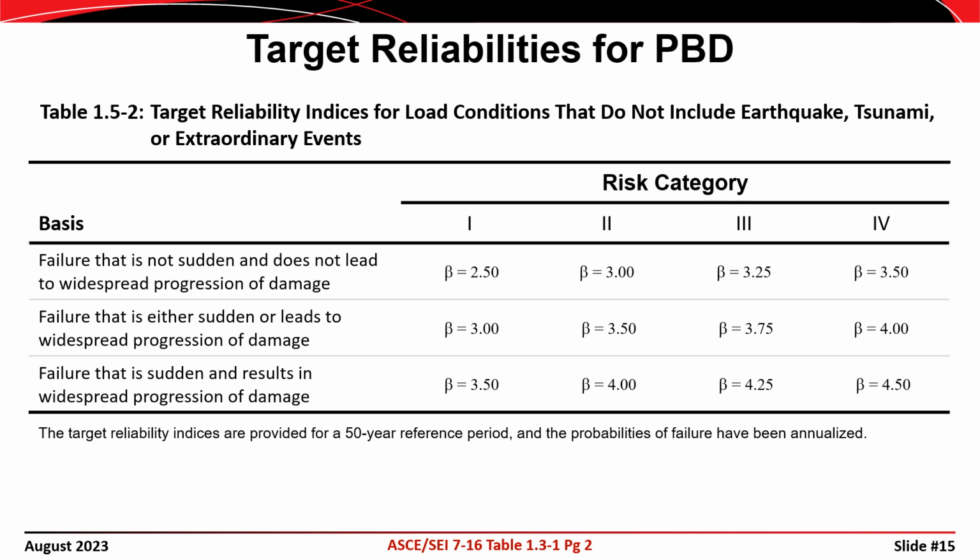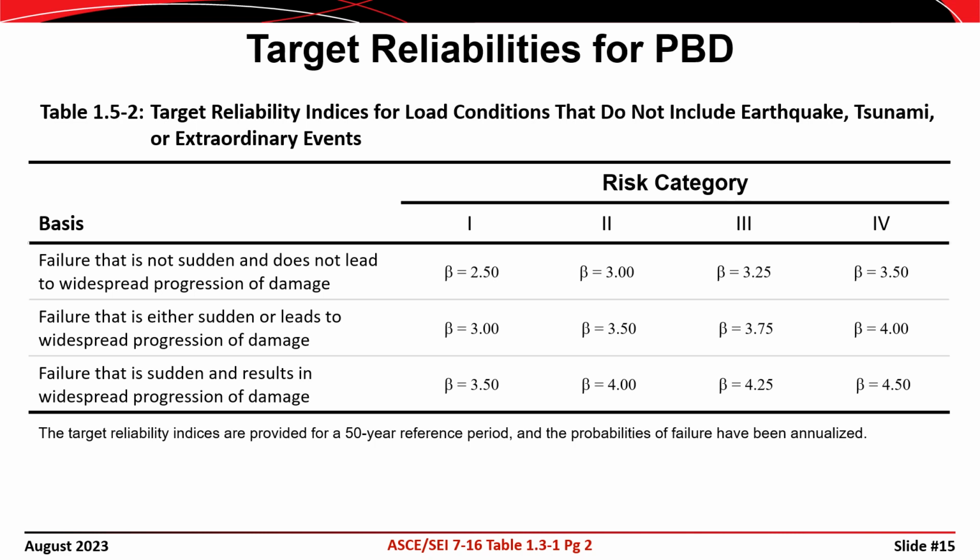So what's shown here on the left are different types of failures that you might expect or might guard against in the design of the structure. So on the first line, you have a failure that is not sudden and does not lead to widespread damage. On the second line, you have a failure that's either sudden or leads to widespread damage in the structure. And then in the third row, you have a failure that is sudden and results in widespread collapse. So the idea there is that you go from the most desirable type of failure, the one with the lowest consequences, down to the third row where you have the least desirable type of failure, one where you have no warning and it's going to cause almost a total collapse of the structure.